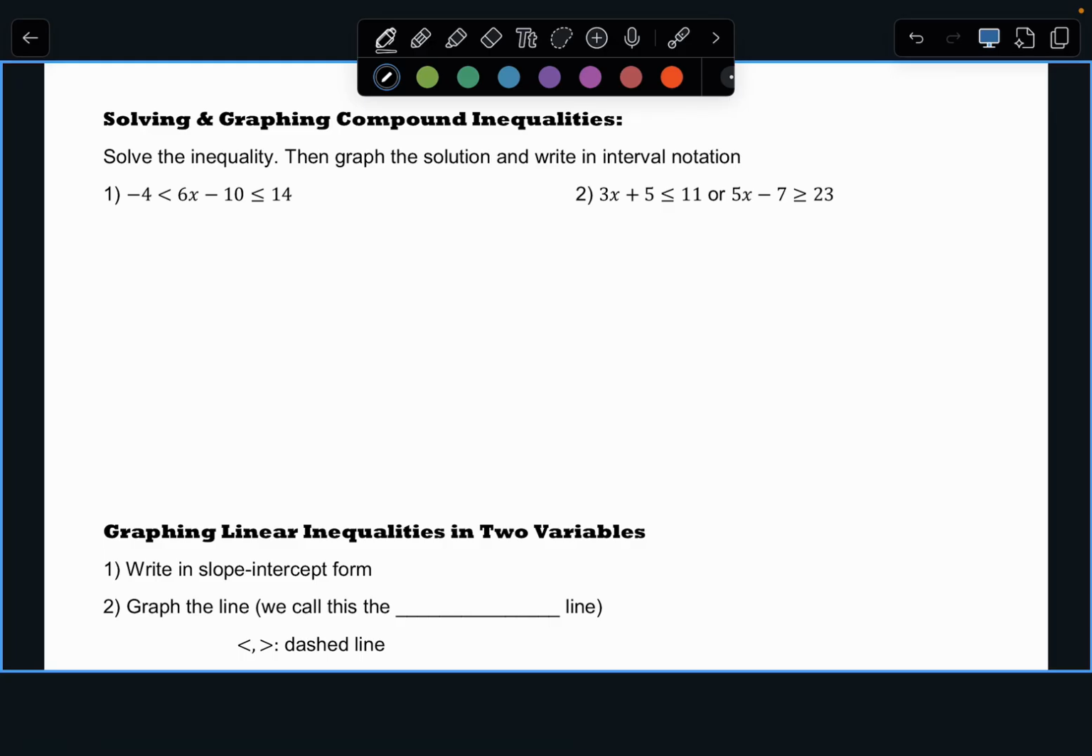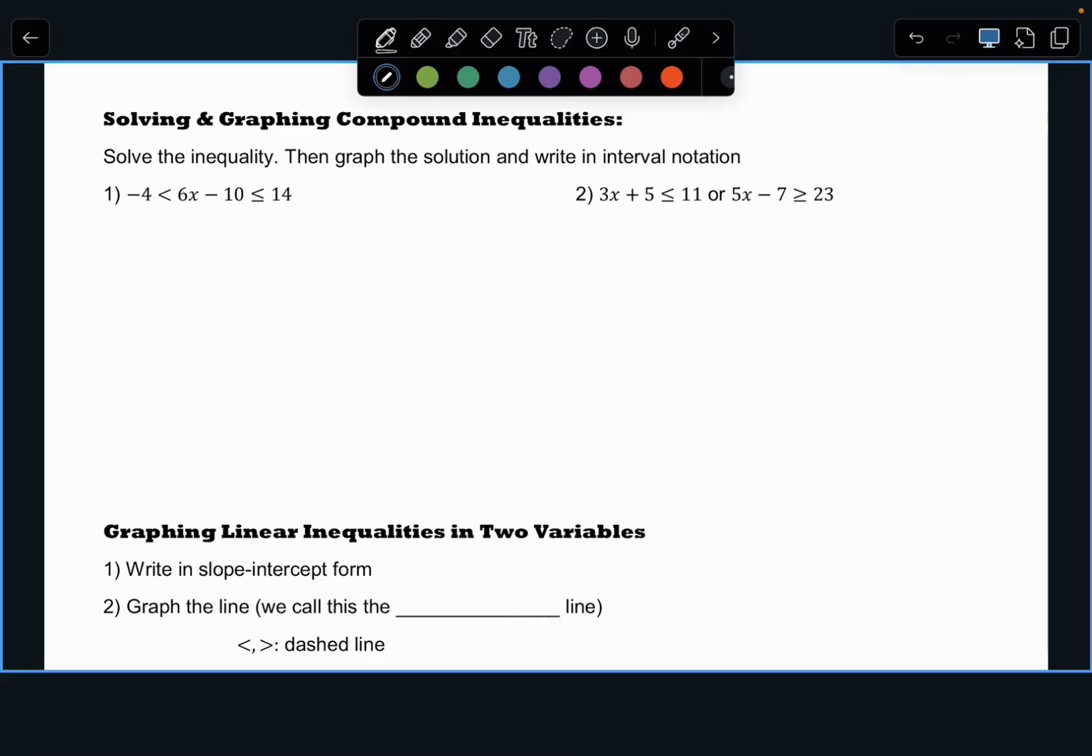Anytime we solve these, it kind of works different depending on which inequality you have. If you have an and inequality, I want you to look at the middle, figure out what you need to do to it, and whatever you do to the middle, you do to both other sides. If you have an or inequality, we take them completely separate and we add the or at the end. So this one we do all together. This one we do separate. So let's do the first one.